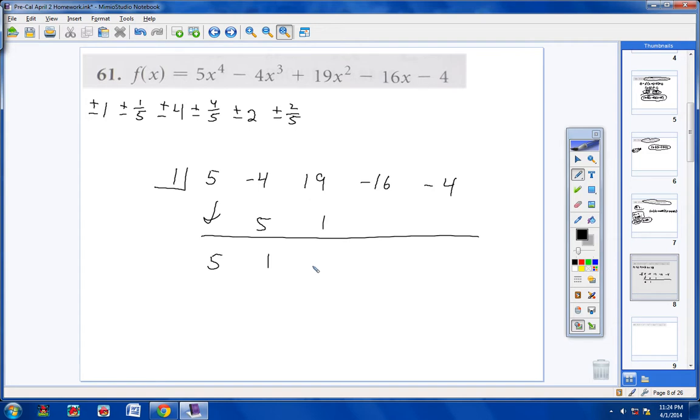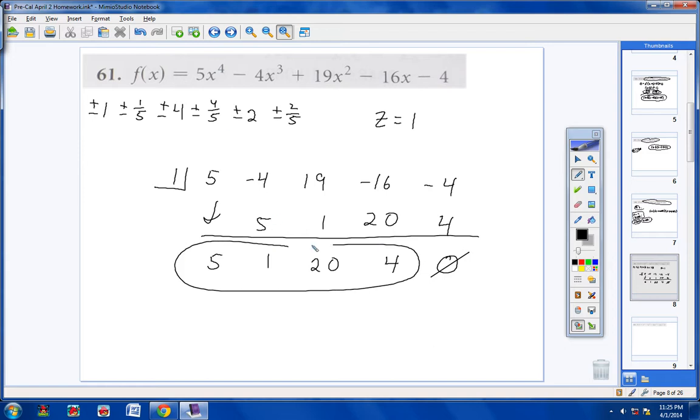1 times 1 is 1. Combine, you get 20. 1 times 20 is 20. Combine, you get 4. And 1 times 4 is 4. And that will give you a 0. So look at that, 1 is one of our zeros. So x equals 1. Now we started off with the 4th degree, so these leftover numbers here are going to be a 3rd degree, one less.